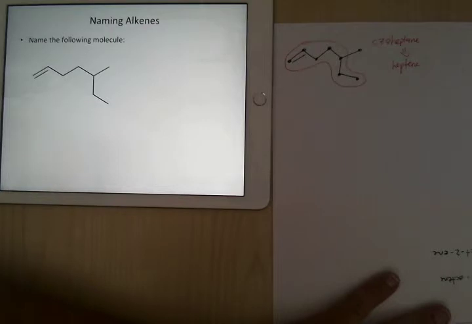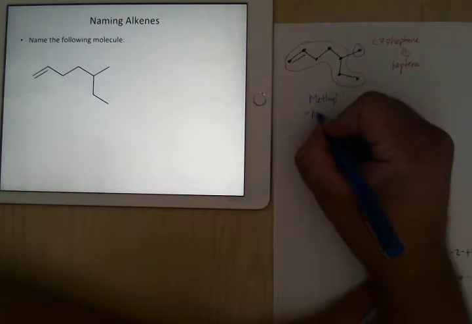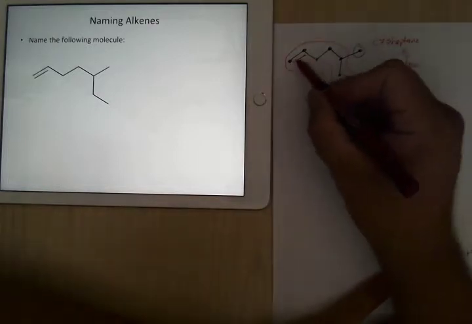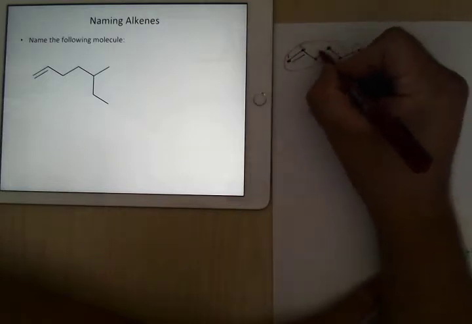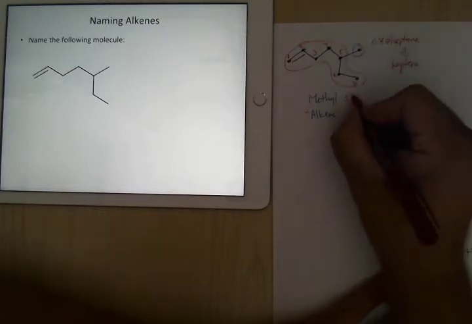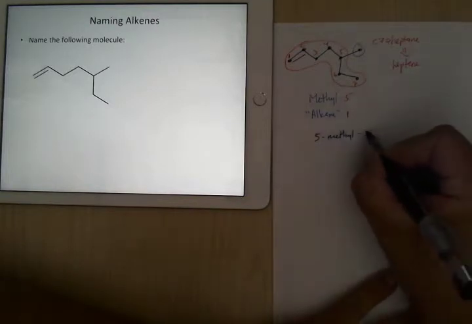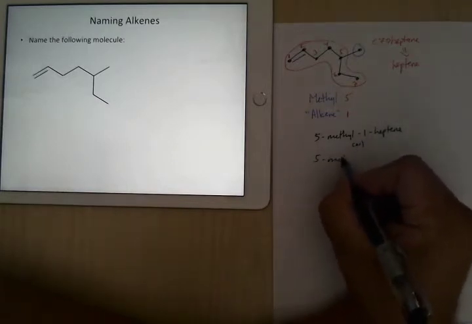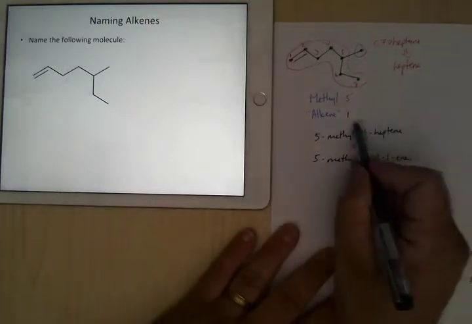For that, we have this side chain here, so it's methyl, and we also have the alkene we need to account for. So for the numbering, this is the end closest to the start of the alkene, since it definitely starts there. 1, 2, 3, 4, 5, 6, 7. So the alkene starts at 1, the methyl is at 5. So when we put this together, it becomes 5-methyl-1-heptene. Or the other way that you could do it is 5-methyl-hept-1-ene. Take either one.